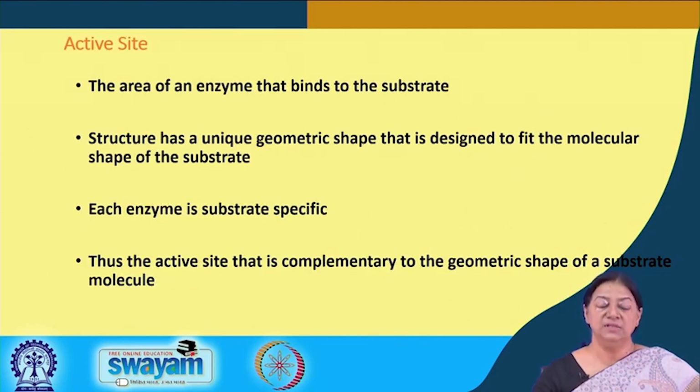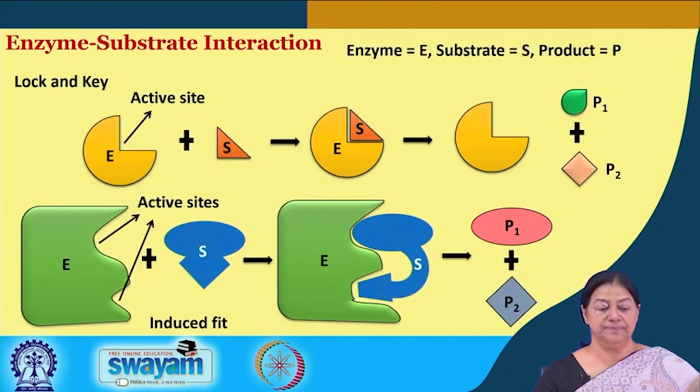Now, as we proceed further, we will try and understand what the active site is. What is so important about the active site? It is important because this is the region on the protein where the enzyme will bind to the substrate. The structure has a unique geometric shape, as we have seen, and each enzyme is substrate specific. In addition, we will have specific geometric complementarity, like a shape complementarity.